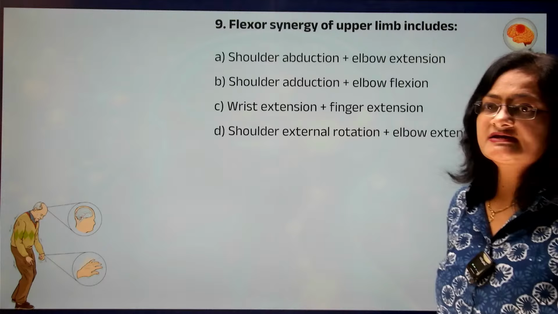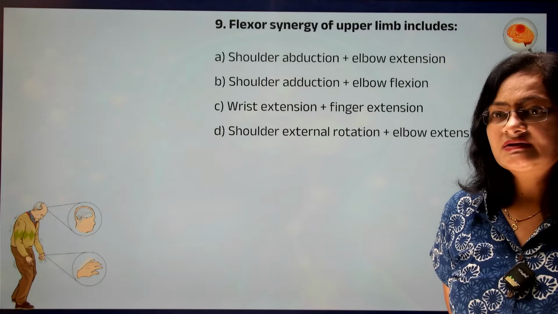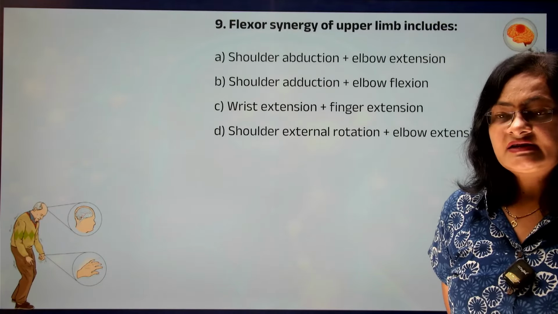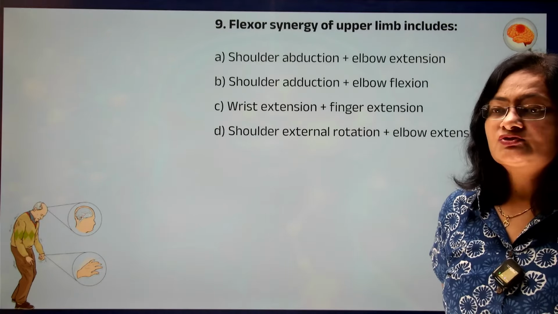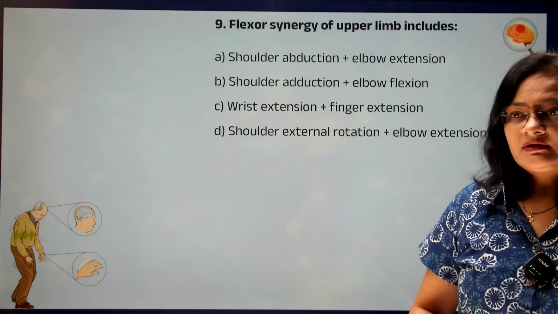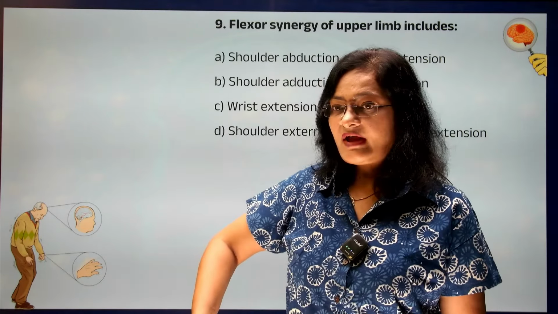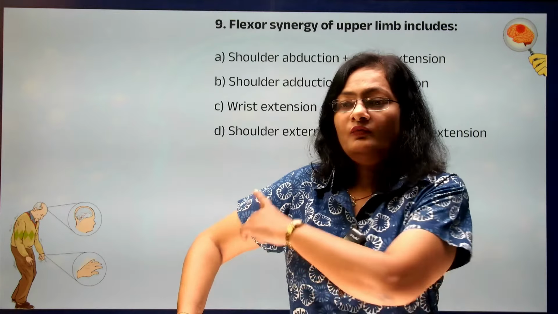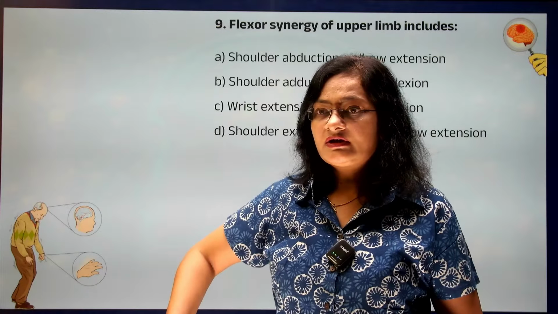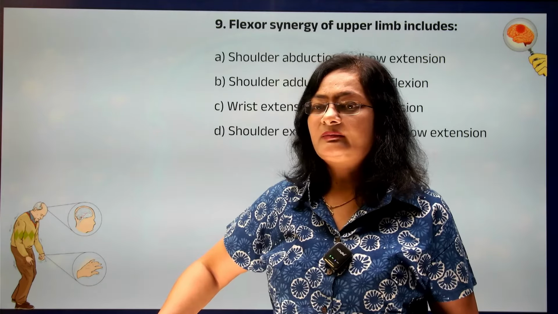So flexor synergy of the upper limb includes shoulder abduction plus elbow extension, B, shoulder adduction plus elbow flexion, wrist extension plus finger extension, and shoulder external rotation and elbow extension. If you want to remember the flexor synergy of the upper limb, you have to remember this pattern. This is the flexor synergy of the upper limb, where the shoulder will be abducted and externally rotated, elbow will be flexed, forearm will be supinated, and wrist and fingers will be flexed.